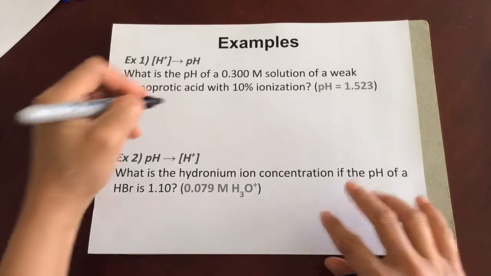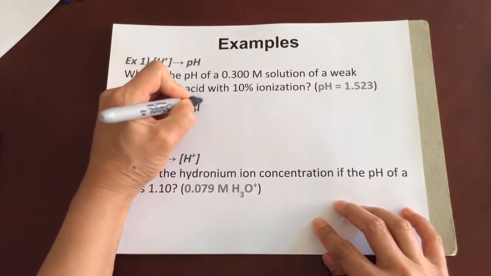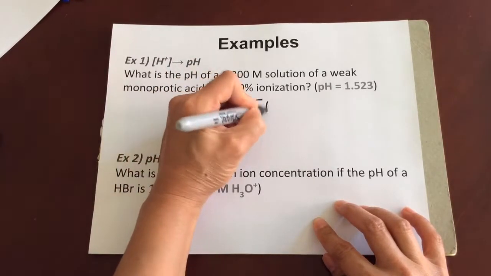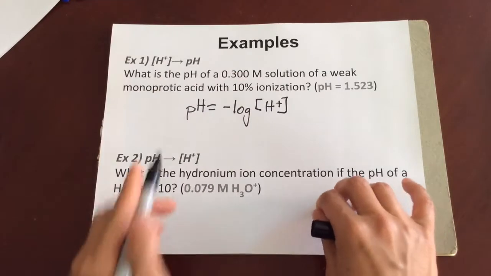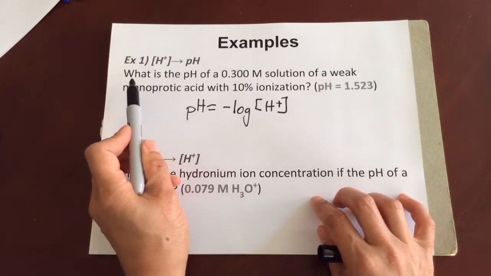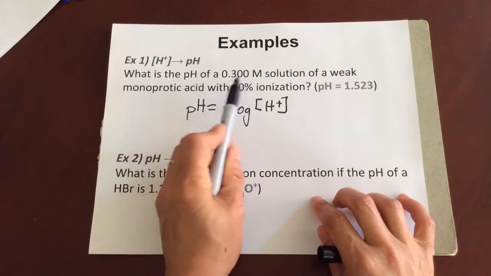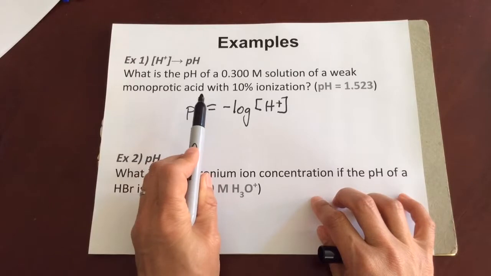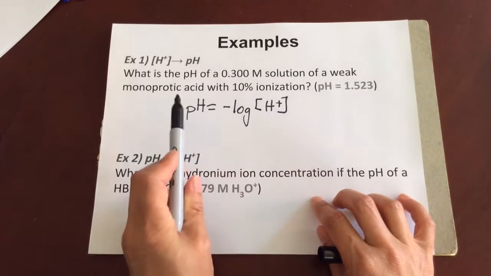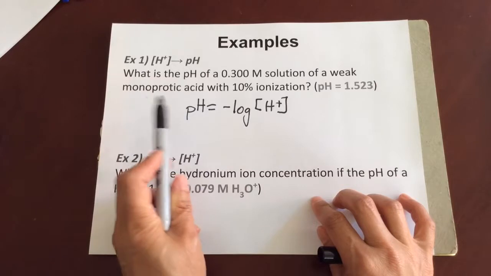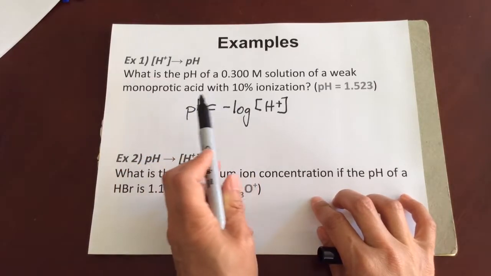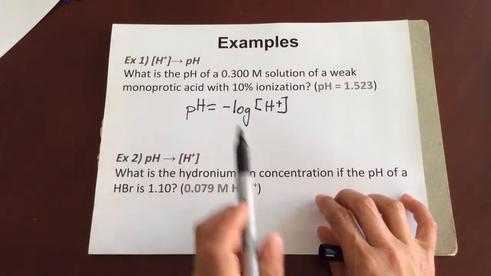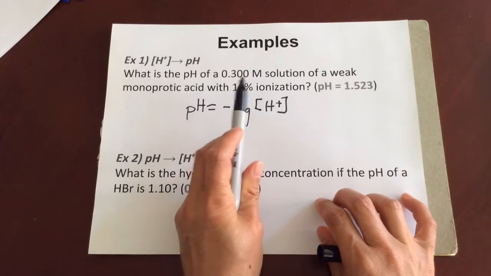So I'm going to set up by writing that equation out. pH equals negative log of the H plus concentration. So let's take a read of what we're looking at here. It says, what is the pH of a 0.300 molar solution of a weak monoprotic acid? Now, the minute I see the word weak acid, mono meaning one hydrogen ion that it will release, but weak acid means it only ionizes so much, and usually it's less than 10%. So let's think about this for a second.